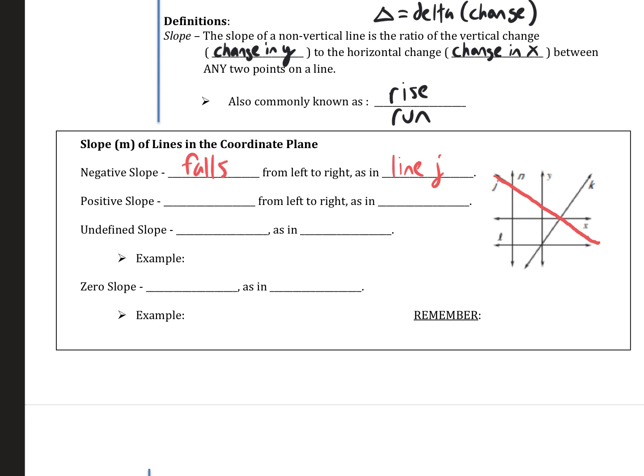All right, the positive slope is going to rise. It rises from left to right. Which one rises from left to right? It's going to be this one, line K. So that's the positive slope. What's the undefined slope? Is it going to be horizontal or vertical? Undefined slope is vertical, so that's line what? That is line N. Undefined slope is vertical.